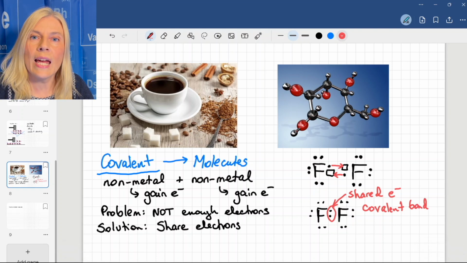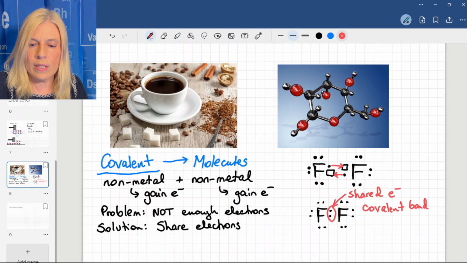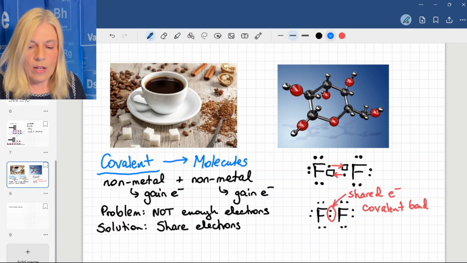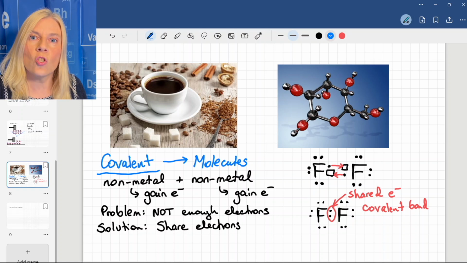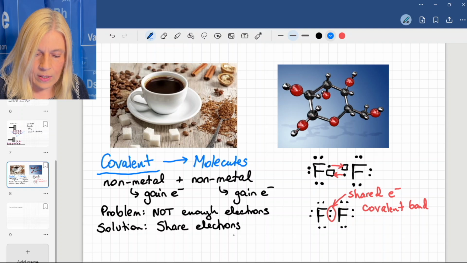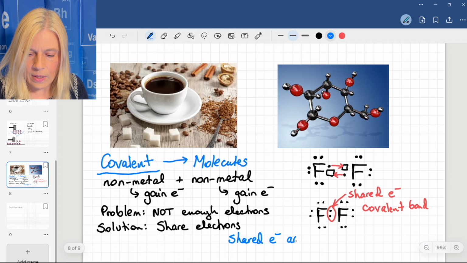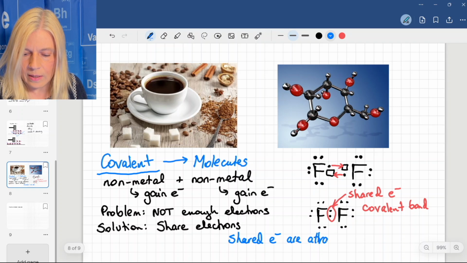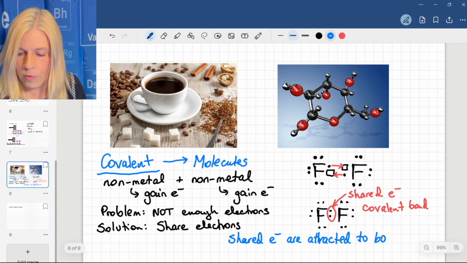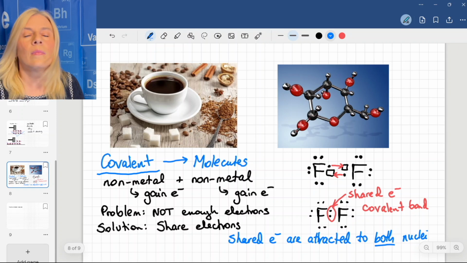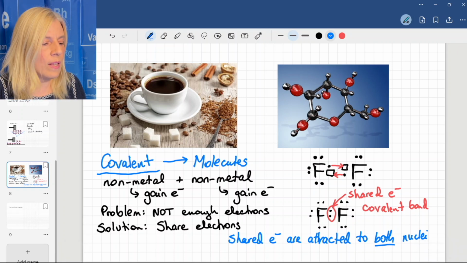And now the question is, how does this bond stay together, right? That's what I want to explain. How does this bond stay together? Well, here is the key. The shared electrons are attracted to both nuclei. So let's write this. The shared electrons are attracted to both nuclei. And that's the key to how a covalent bond stays together.